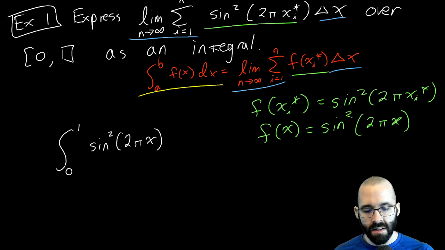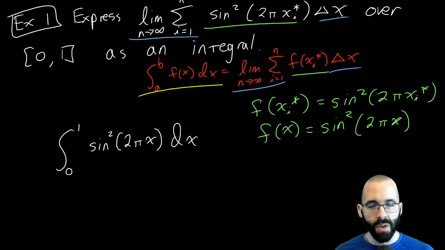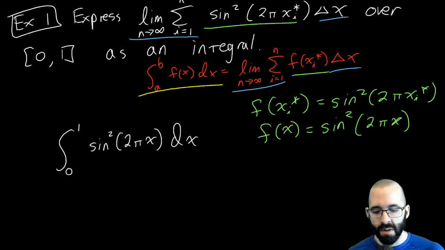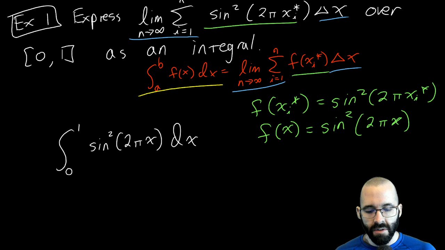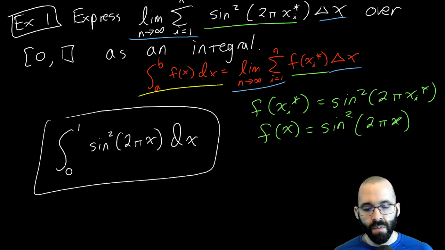What's next? The dx. Well, yeah, we're taking the integral with respect to x. X is our variable. So we're not going to change it to a dy or a dt, which will happen sometimes, but we're not going to change it like that now because x is our variable. That's it. That's our answer.